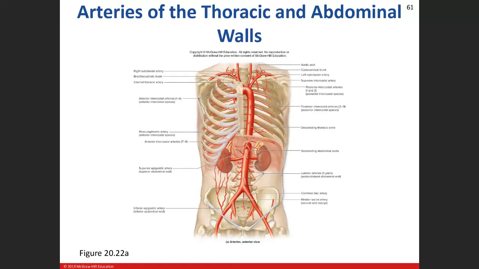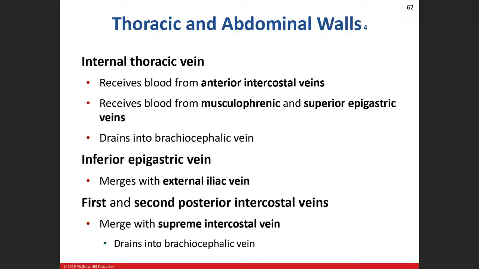The arteries of the thoracic and abdominal wall. We were spending a lot of time up here in the thorax. Now we're going to talk about venous drainage. Okay, so going back to the internal thoracic vein, and there's an internal thoracic artery.